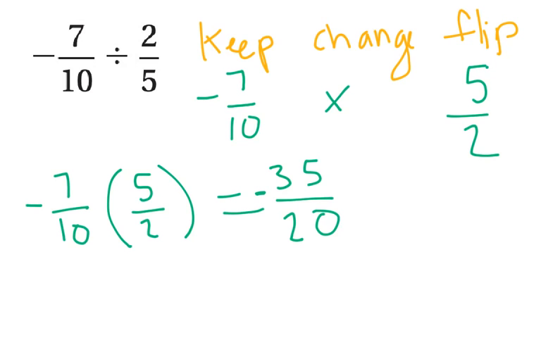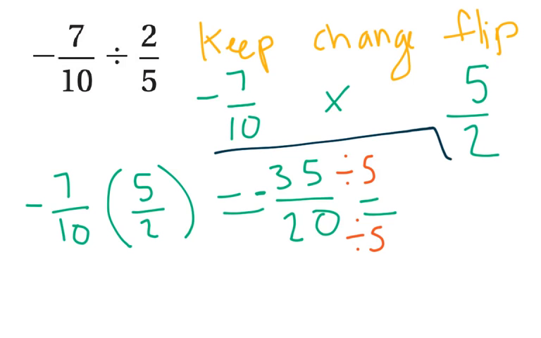Now I have to ask, can I simplify this at all? Is there anything I can divide 35 and 20 by? The answer is yes. I can divide 35 and 20 by 5. So I'm going to go ahead and do that. 35 divided by 5 is 7. So I'm going to have 7.